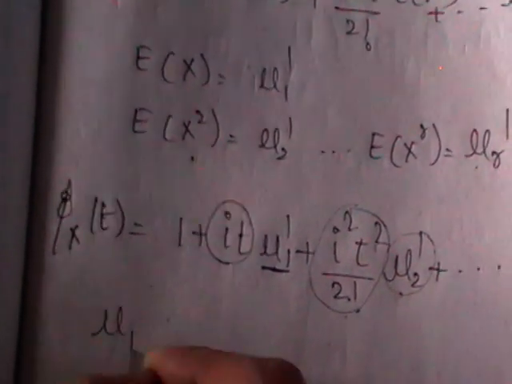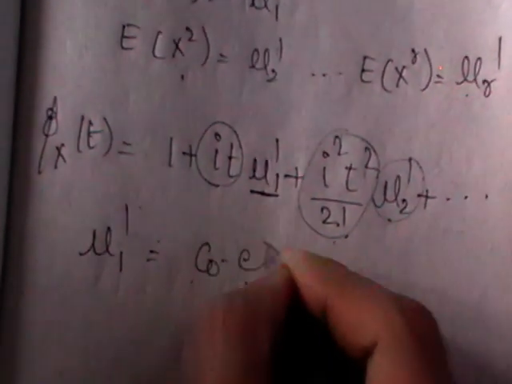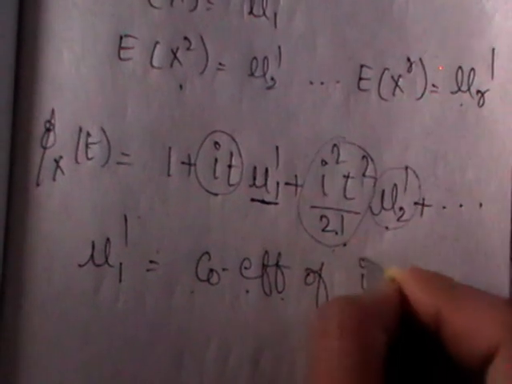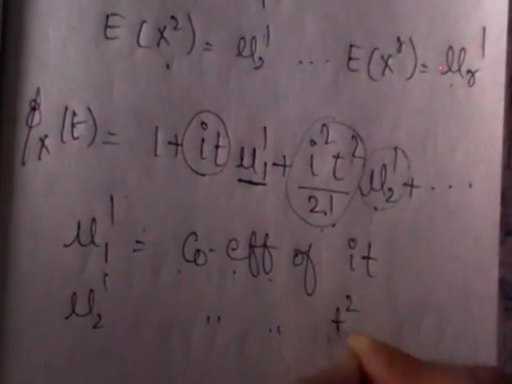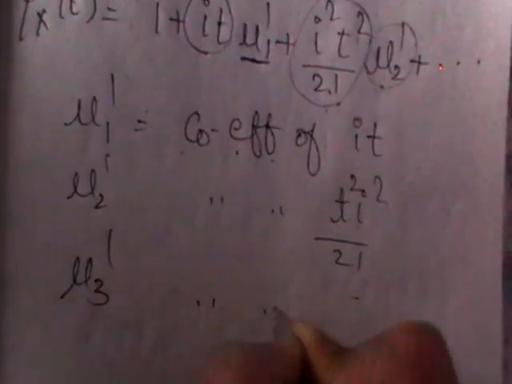So mu1 dash is equal to the coefficient of it. Mu2 dash is nothing but the coefficient of i square t square by 2 factorial. Mu3 dash is the coefficient of i cube t cube by 3 factorial. In general, mu r dash is the coefficient of i power r t power r by r factorial. After calculating the non-central moments, you can go for central moments by using the interrelationship between them.